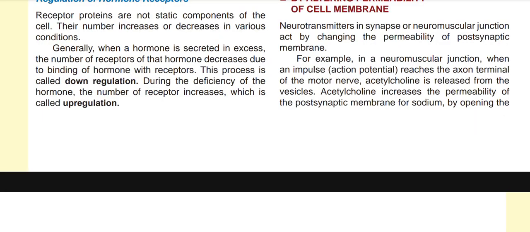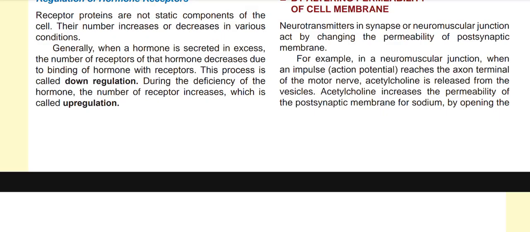So what happens in a neuromuscular junction? Whenever any action potential or any impulse is generated and reaches the axon terminal of the motor nerve, first of all, one impulse is coming and going to the motor nerve axon terminal. Then what happens? Acetylcholine is released from the vesicles. Now when the acetylcholine is released, it increases the permeability of the postsynaptic membrane for sodium.